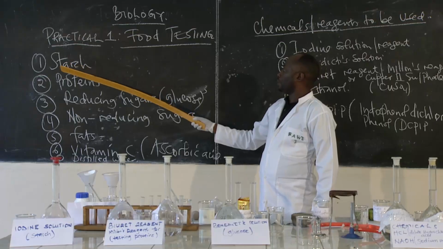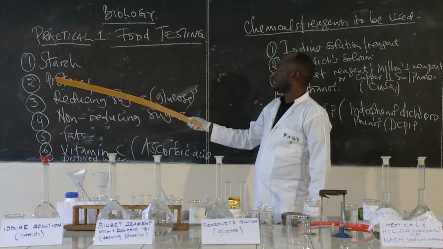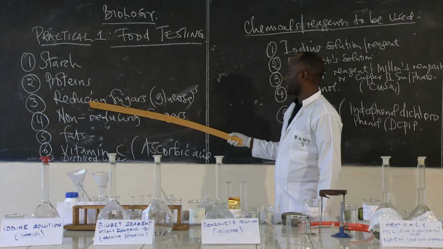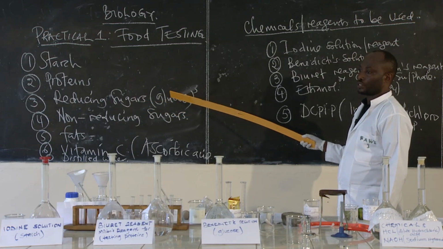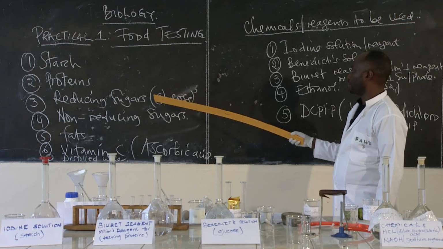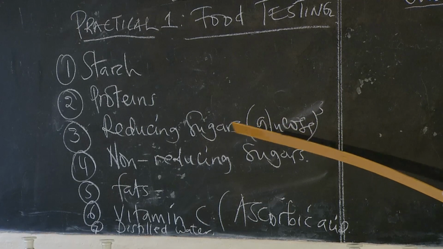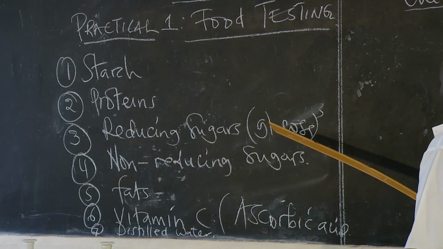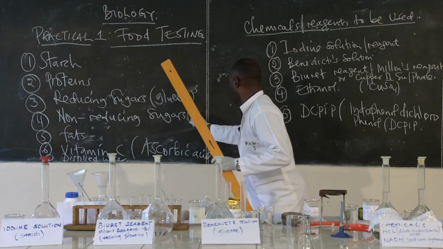Today, we're going to be discussing testing for starch, testing for proteins, and reducing sugars. Examples of reducing sugars are glucose, galactose, and fructose, but we're going to use glucose as an example. We're also going to test non-reducing sugars, and an example of a non-reducing sugar is sucrose. Add here the word sucrose.